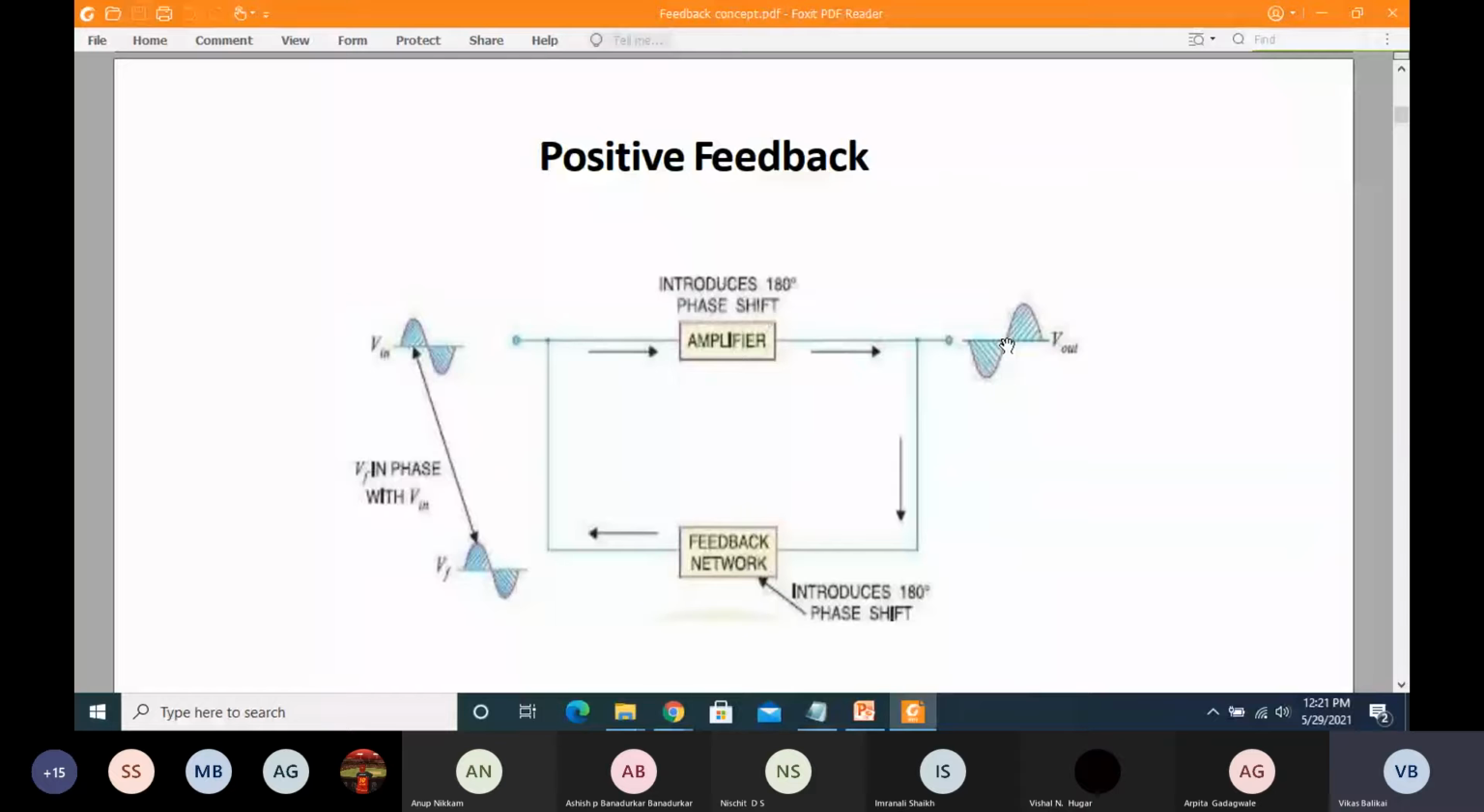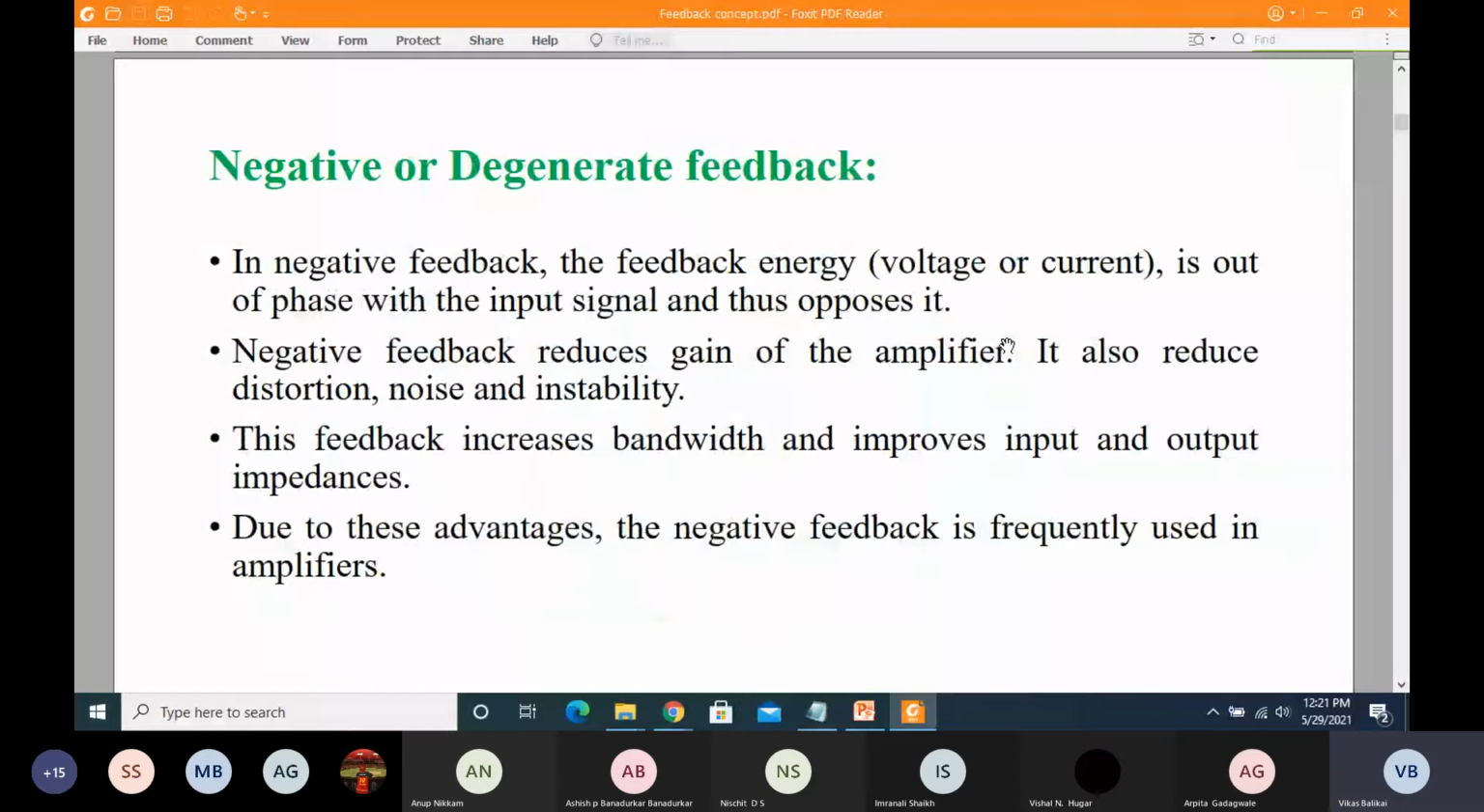Now, negative feedback or degenerative feedback. Basically, we give some part of the output back to the input, and here, as we have already known, it is going to reduce the gain of the amplifier. But in the meantime, it is going to ensure the distortion, noise, and instability are reduced to a very minimal amount. That's the main advantage of employing feedback. Now, we have also seen how feedback increases the bandwidth and improves the input and output impedances.